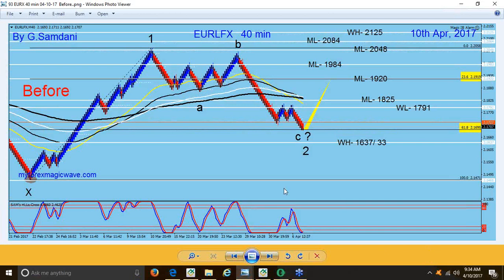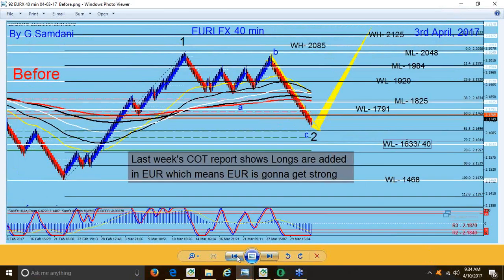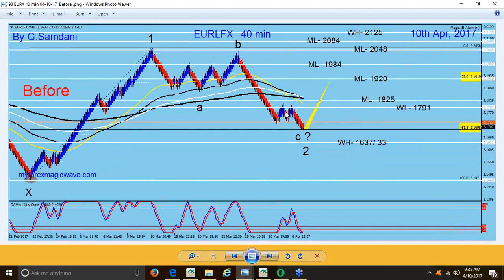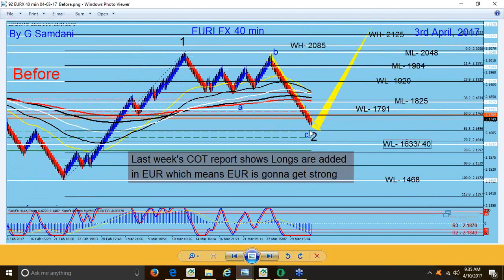Now, before this chart, I was expecting this, and I already made it, right? But it dipped a little bit. This is the one that I made already on 3rd April. You can see that we made this small butterfly here. I was expecting a bounce right here, a little bit above this 61.8% because there was some news or something. So I was in a hurry, you can say.